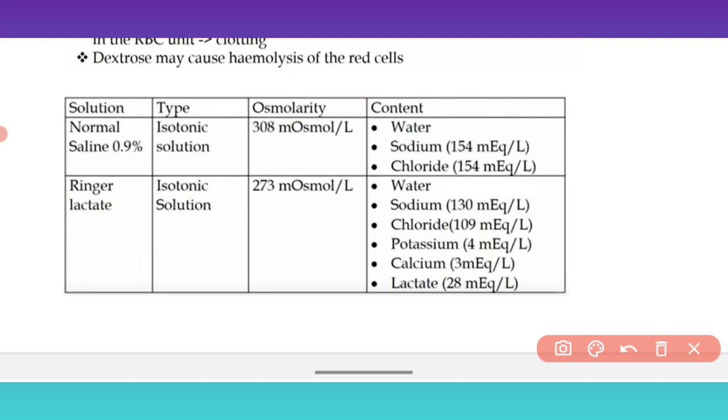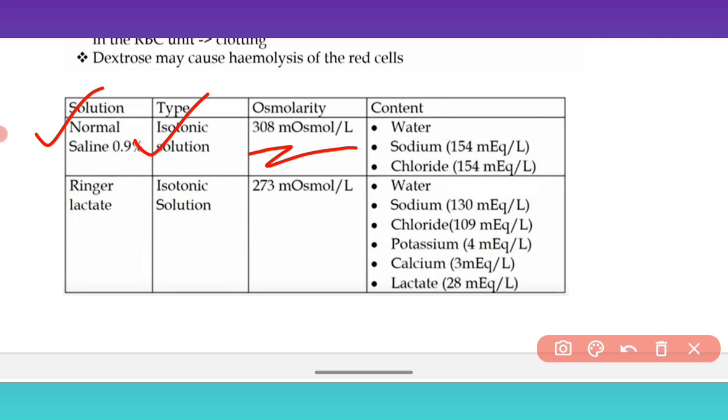Let's see in detail. Normal saline is an isotonic solution, and the osmolarity is 308 milliosmoles per liter. Okay, what is osmolarity? Here we are going to measure the amount of particles present in the solution. How will you measure?